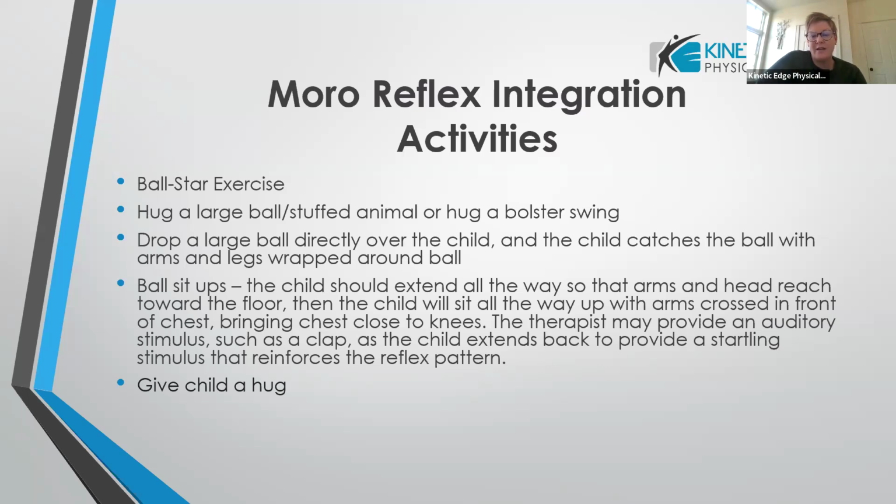So maybe they're again laying on their back and they're hugging a large exercise ball or stuffed animal, or maybe they're on the underside of a bolster swing, holding on to that. Sometimes, if your child isn't too startled by this activity, they can lay on their back, and then you're dropping a ball and they have to quickly catch it with their arms and legs wrapped around the ball. So like a big exercise ball, or ball sit-ups. So they are holding that ball and then sitting up, and then extending.